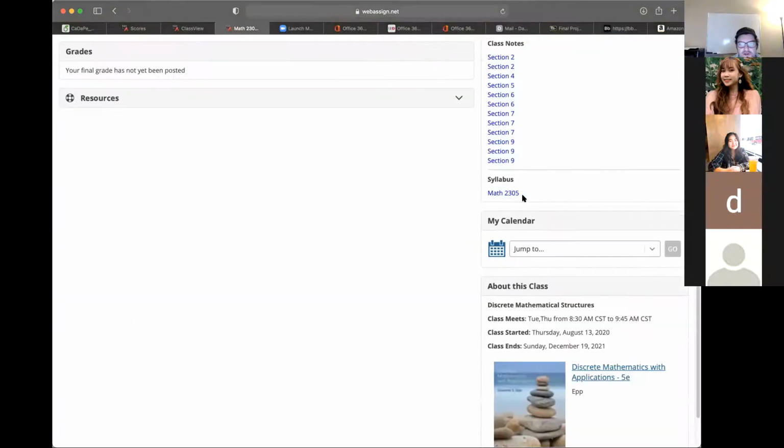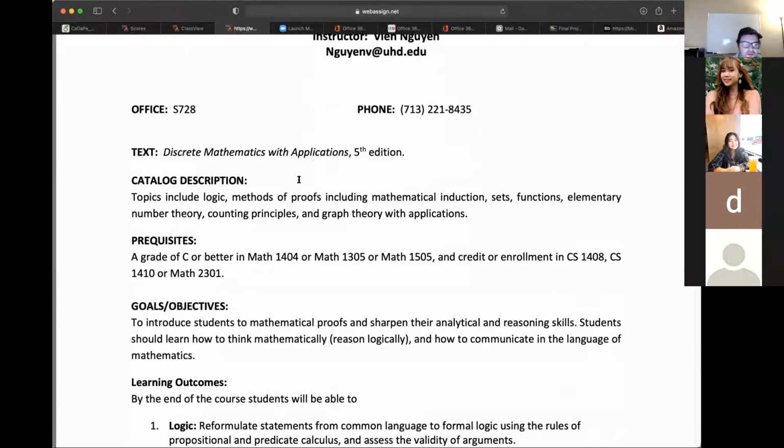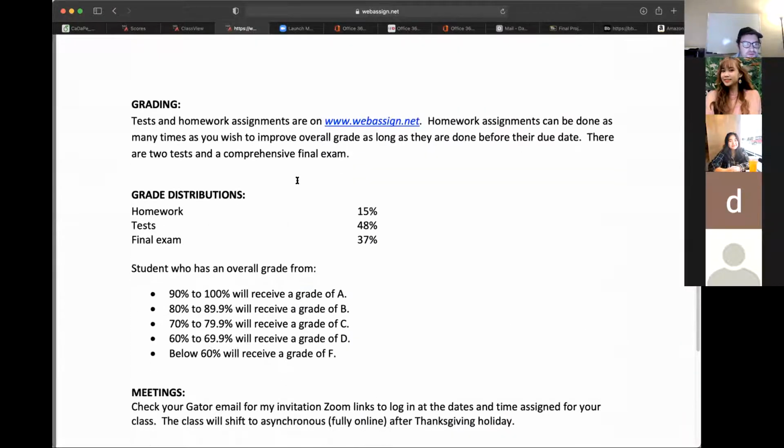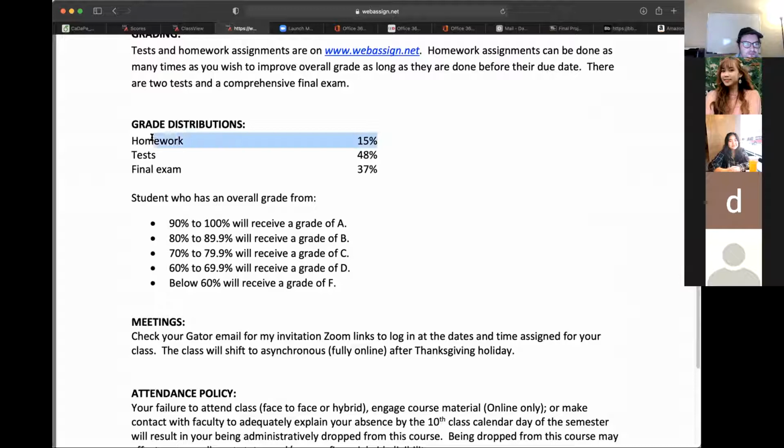I'm sticking to the grading policy that was mentioned at the beginning. So 15% will be homework, 48% will be your tests, and 37% will be your final. Now, you took two tests, right? So say you made a 90 on exam one and a 70 on exam two. If you choose to opt out of the final, then I will replace your final exam grade with your 90 from exam one. Okay, just so that's clear.